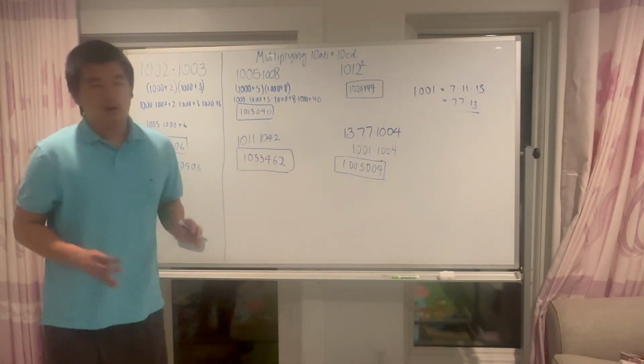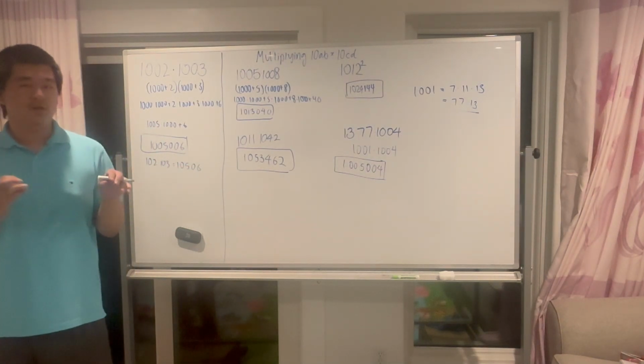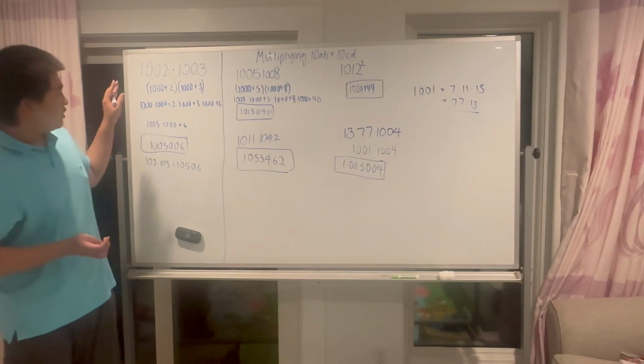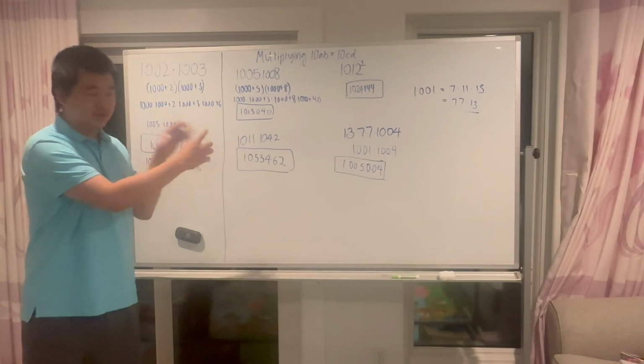So once again, all of these tricks come from FOIL. This is just like the 100 and something trick times 100 and something, this time just bigger. And remember, a lot of things in math are just the little things scaled up, especially this one.